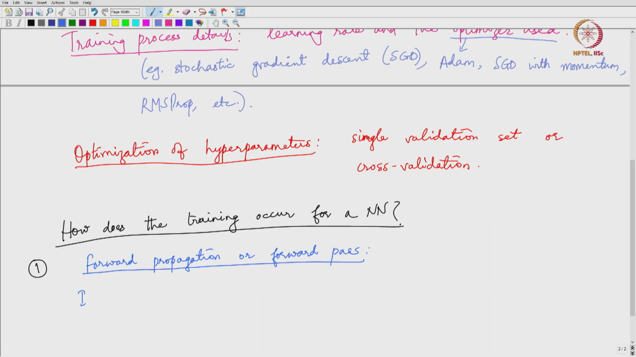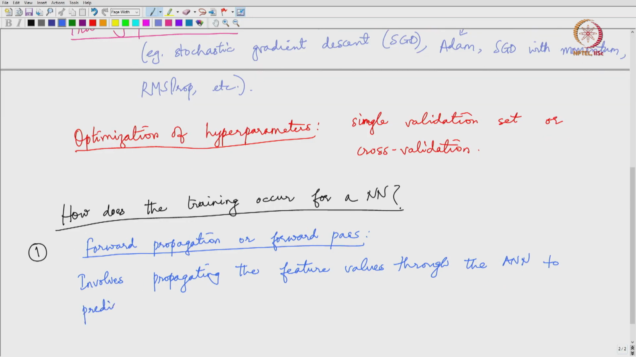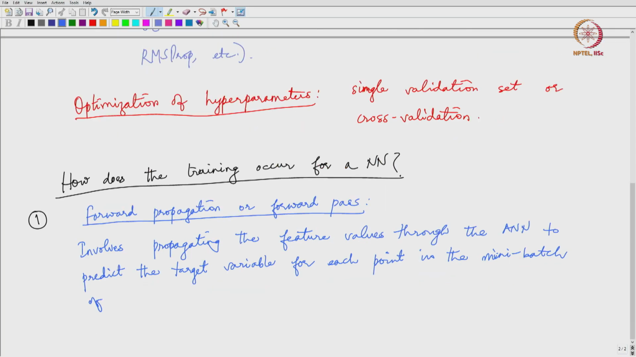Okay. So this involves propagating the feature values through the neural network to predict the target variable for each point in the mini batch of the training set that is considered.